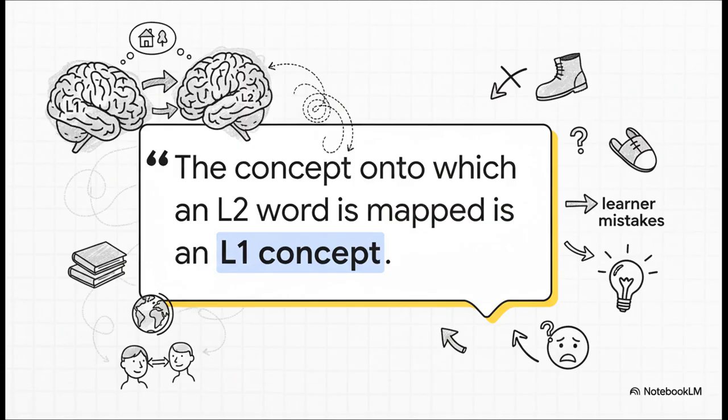Yeah, as researcher Nan Zhang put it way back in 2004, the meaning you're using for that new word is actually the meaning from your first language. Your brain does this to speed things up, and hey, it's a useful trick in the beginning. But the problem is, it just ignores all the subtle differences, the unique contexts, and the cultural vibes of the new word, which leads to all those classic learner mistakes we make.